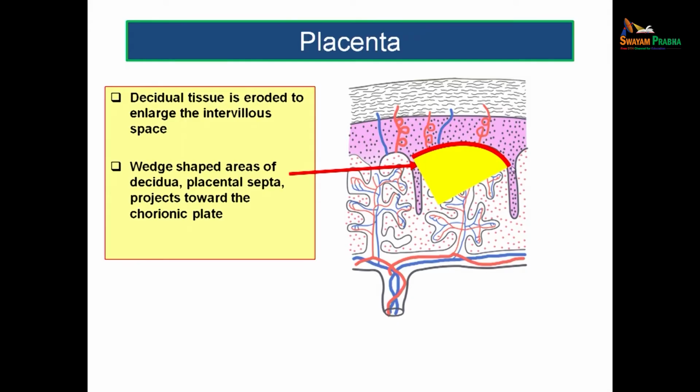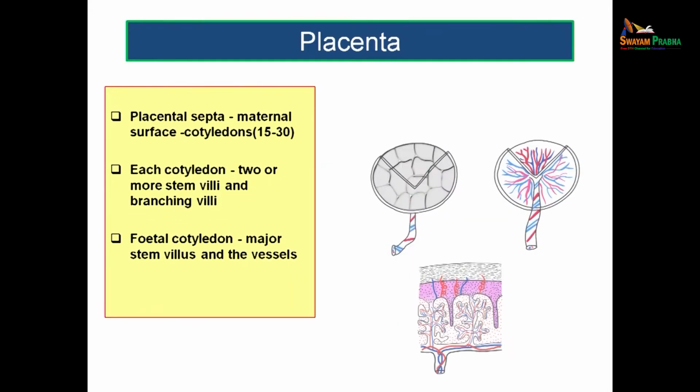This cotyledon you can see when you look from the maternal surface. Once the placenta is detached from the uterine cavity and you look at the maternal side, you can see these cotyledons arranged. The cotyledon means the region lying between two placental septa. When you look from the mother's surface, it won't be seen as a smooth flat surface. They are seen as different polygons, because of the presence of the placental septa.